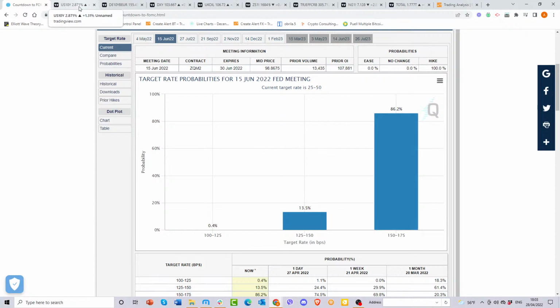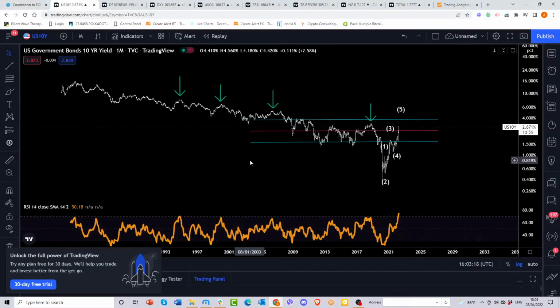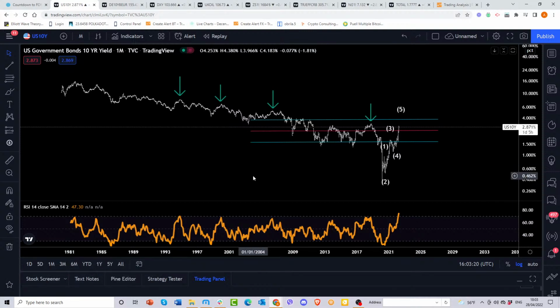We also track the 10-year yields. The chart has not changed much from the past stream, I think last week. This is the 40-year chart. And technically, because fundamentally the picture is a little bit more blurred, we are experiencing inflation going up, we have additional lockdowns in China, and we also have energy prices in consolidation.